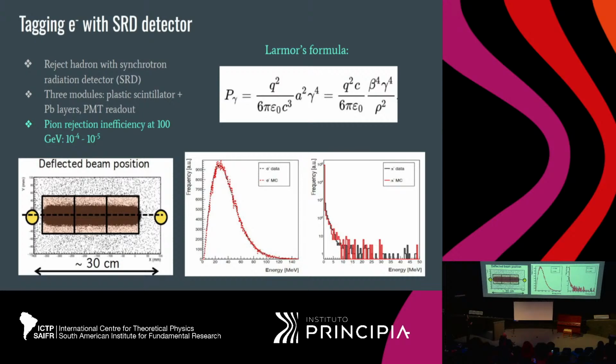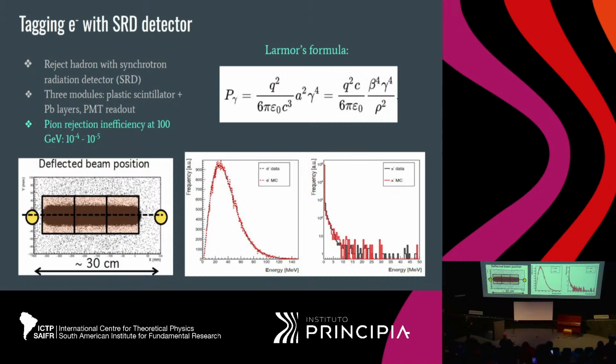Here you have a profile of the detector, which is basically placed between, here you have the position of the unbent beam, so how the beam should go if there was no magnetic field. Here is how the beam passes with a magnetic field, and the photons are emitted along this trajectory. They hit a detector made of plastic scintillator and lead layers read out by photomultipliers, so you can detect this light. And here you have two different spectra.